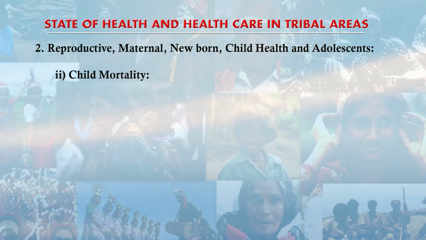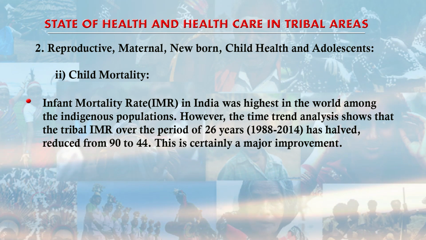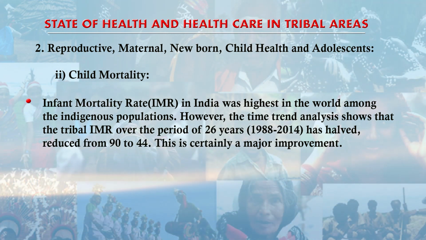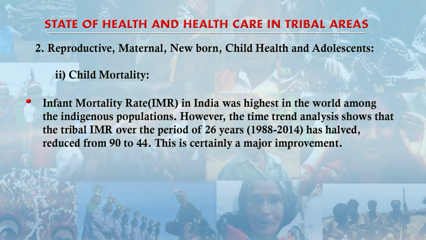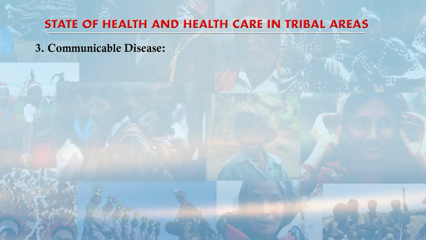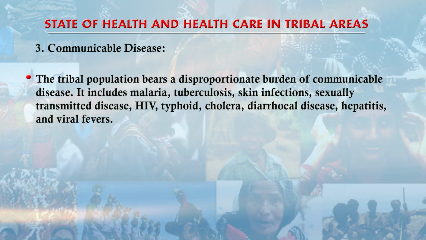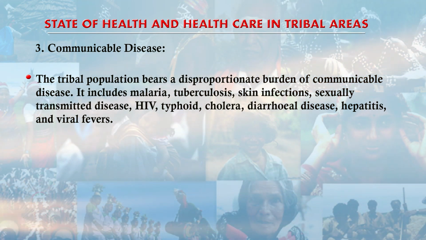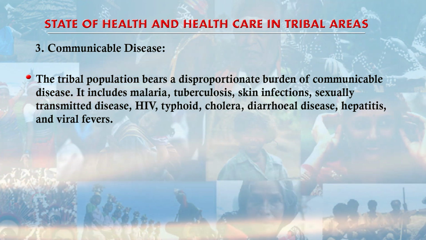Now talking about child mortality, the infant mortality rate in India was highest in the world among the indigenous populations. However, the time trend analysis shows that the tribal IMR over the period of 26 years has halved, reduced from 90 to 44. This is certainly a major improvement. Next, coming to communicable disease. The tribal population bears a disproportionate burden of communicable disease. It includes malaria, tuberculosis, skin infections, sexually transmitted disease, HIV, typhoid, cholera, diarrheal disease, hepatitis and viral fevers.